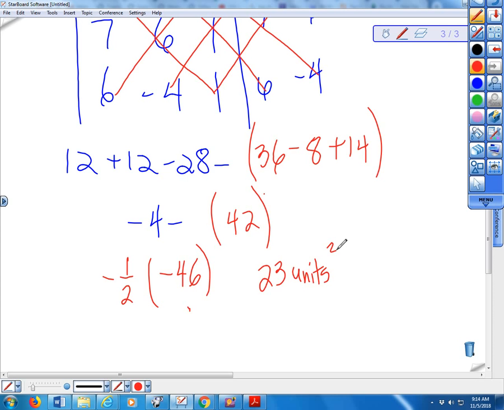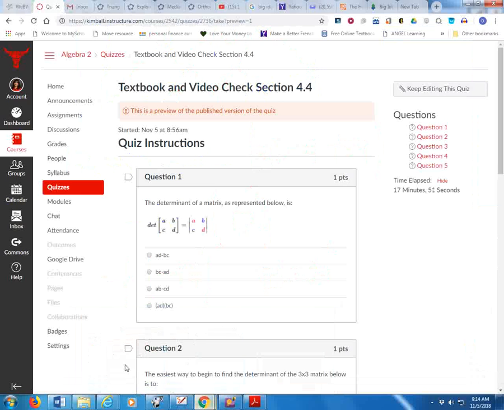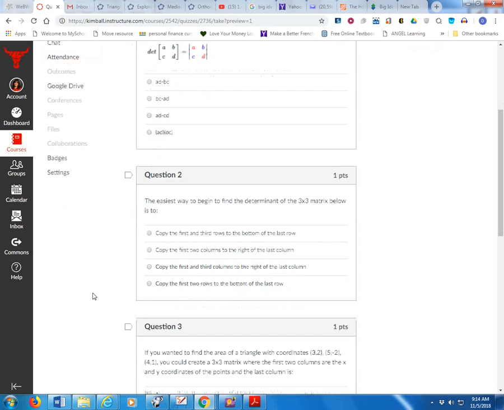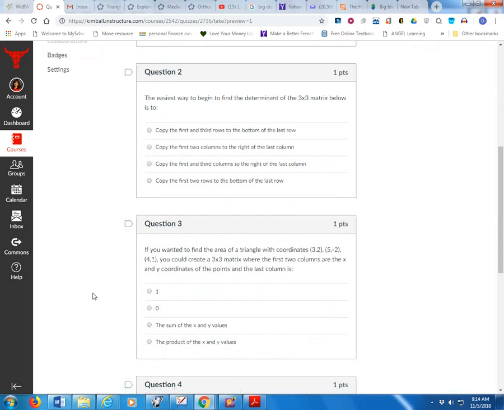Let me go through the textbook check real quick. The determinant of a matrix, as represented below, is AD minus CB. AD minus BC, either way. So it's that first one. The easiest way to begin to find the determinant of a 3 by 3 is copy the first 2 columns to the right of the last column.